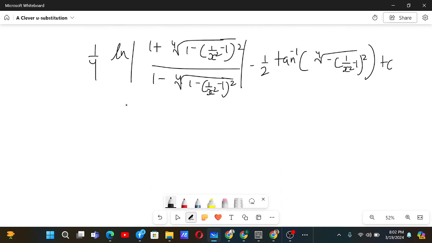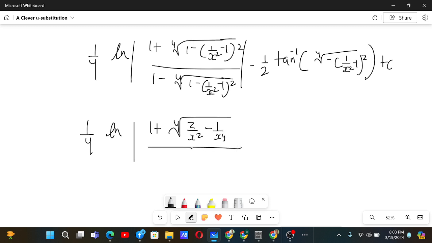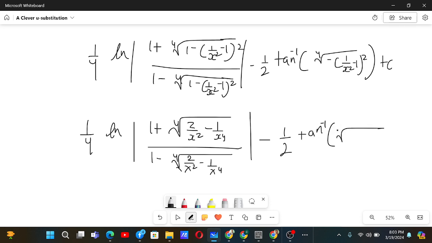Now this will be 1 by 4 ln of 1 plus 4th root of 2 by x square minus 1 by x to the power 4, by 1 minus 4th root of 2 by x square minus 1 by x to the power 4, and then minus 1 by 2 tan inverse 4th root of 2 by x square minus 1 by x to the power 4 plus c.